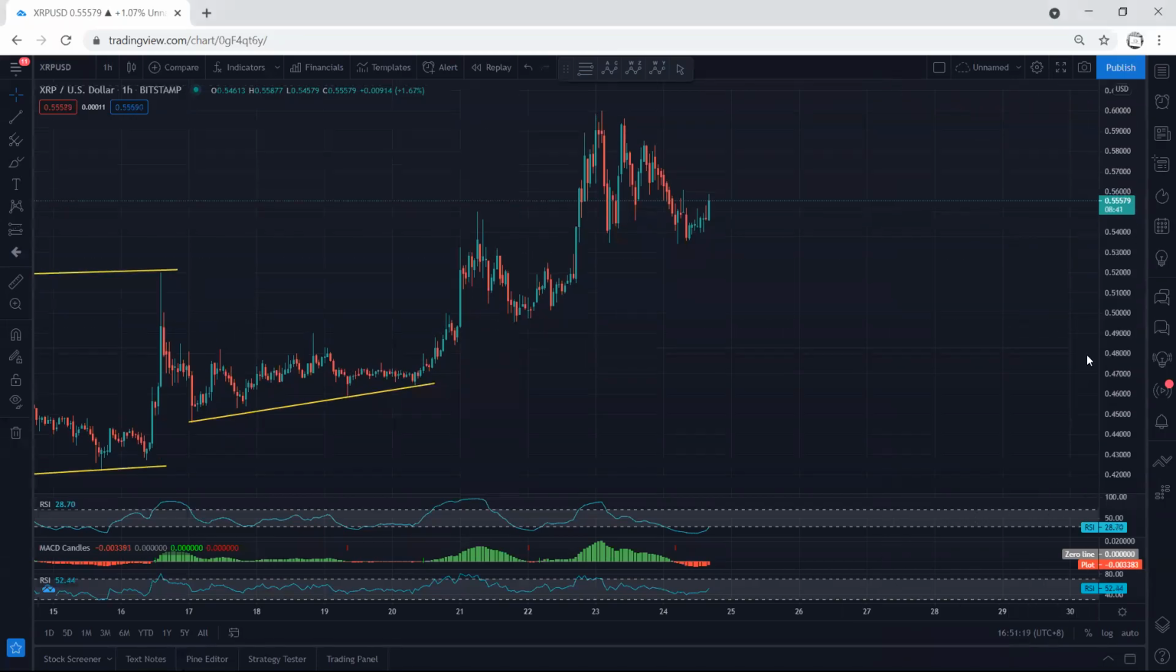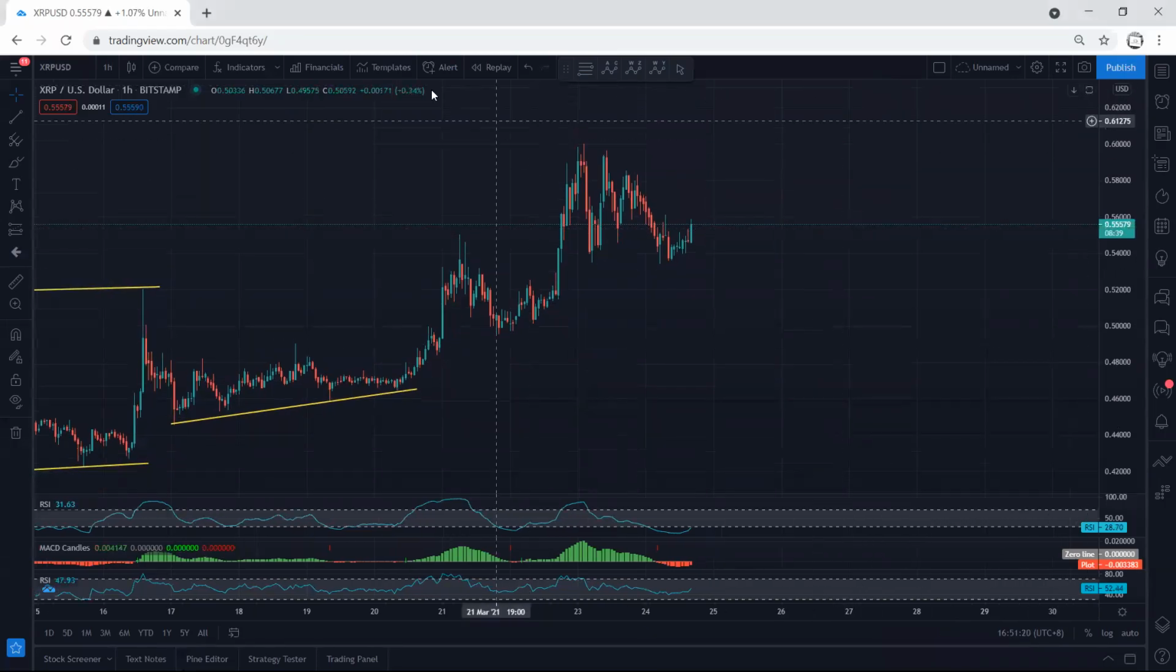XRP, we start with 1 hour chart. If you refer to our analysis in my last video when the price was here, I mentioned we're looking for the price to drop to break this low. As you can see, it's happened. Now we're looking at this correction.